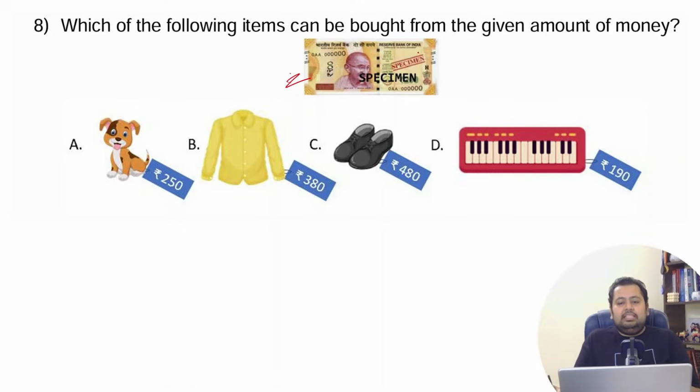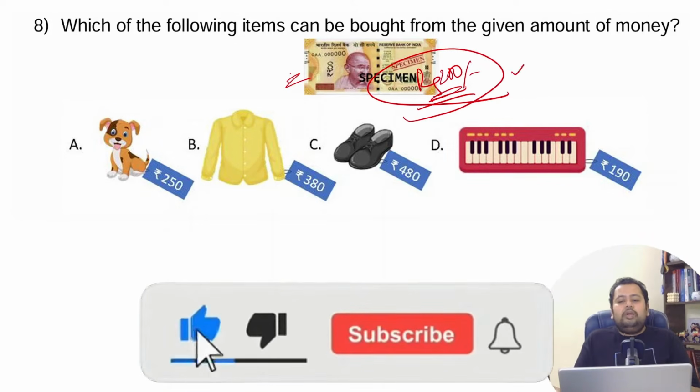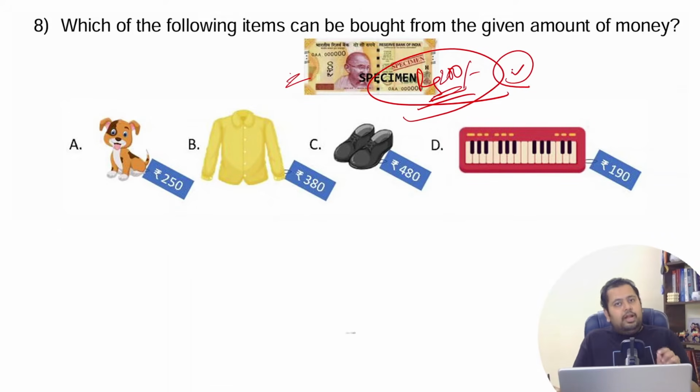Right. Again, I think it's an easy one. So this is a 200 rupees note, right? With a 200 rupees note, you can buy a product that costs rupees 200 or less than 200, right? Anything more than 200, obviously you will not be able to buy.